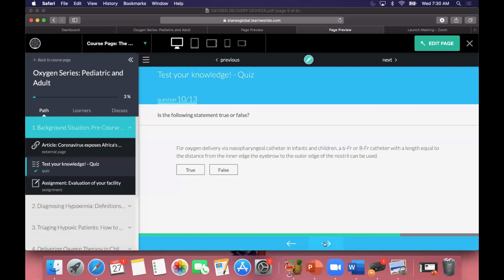Okay, only a few more questions left. Is the following statement true or false? For oxygen delivery via nasopharyngeal catheter in infants and children, a 6 French or 8 French catheter with a length equal to the distance from the inner edge of the eyebrow to the outer edge of the nostril can be used. True or false?